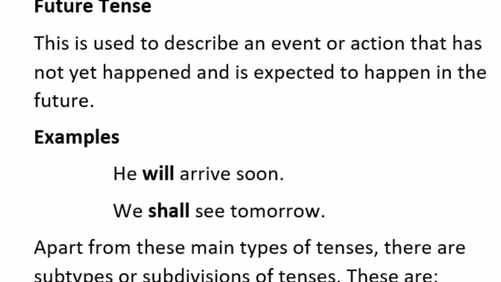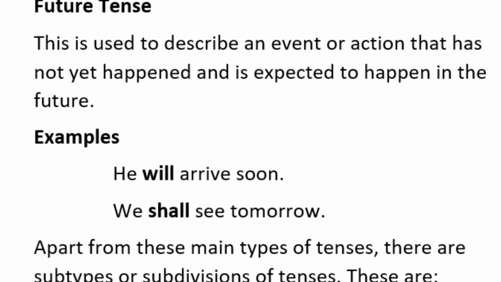Examples: He will arrive soon. We shall see tomorrow. Will and shall are expressed in the future. We don't use them in the past, we use them in the future.